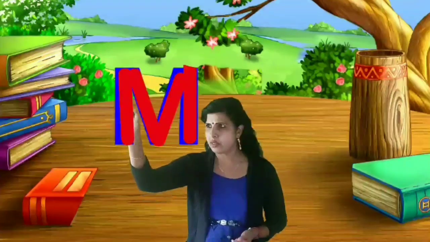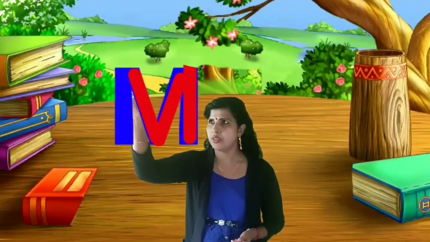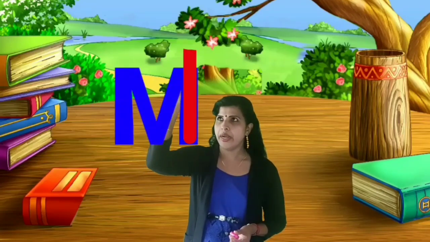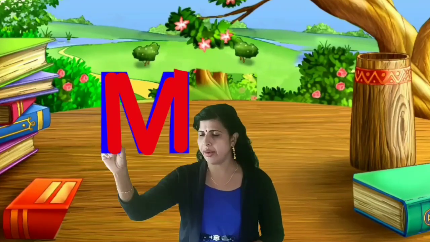Now we are learning how to write letter M. Capital letter M and small letter M. Capital letter M: standing line and small standing line, and small standing line upward to the right, and standing line. Two standing lines, one sliding line, second sliding line. Capital letter M.